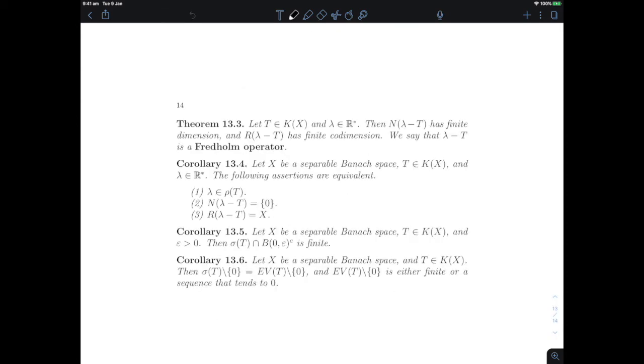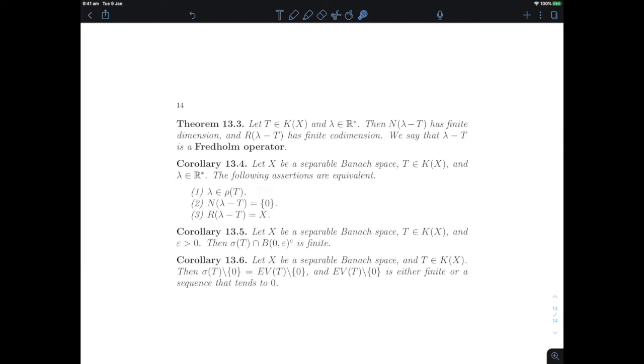Okay, so having proven the Fredholm alternative, we can now turn to the corollaries and start with corollary 13.4. So we're going to assume that the Banach space is separable, and under that extra assumption, we will show that the map lambda identity minus T, for any non-zero lambda and any compact operator T, is bijective if and only if it's injective, if and only if it is surjective.